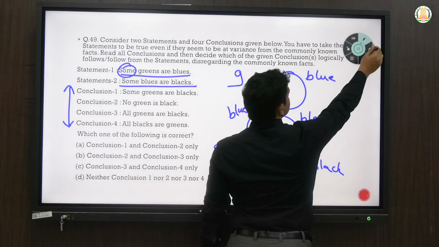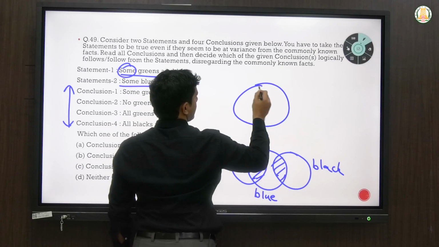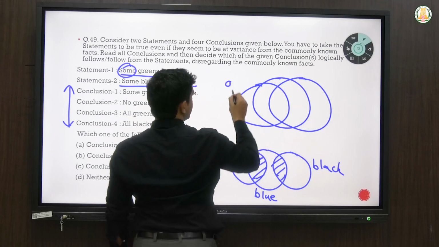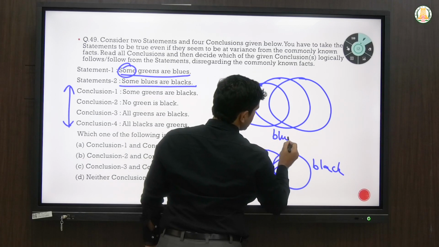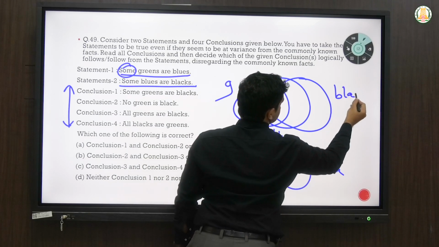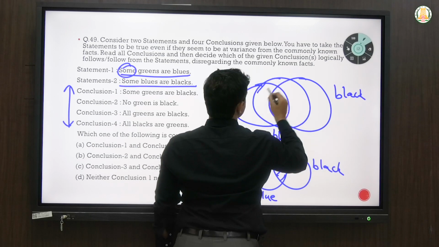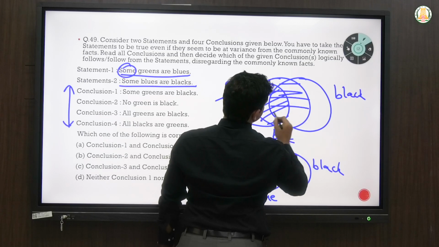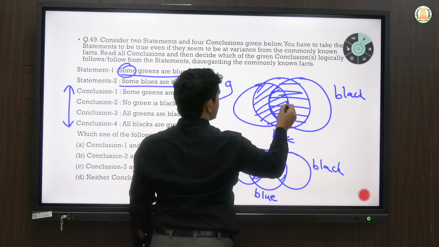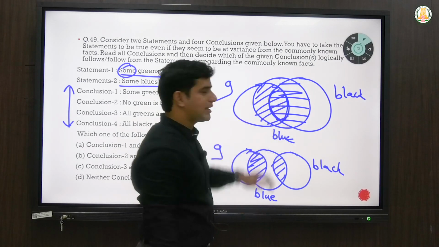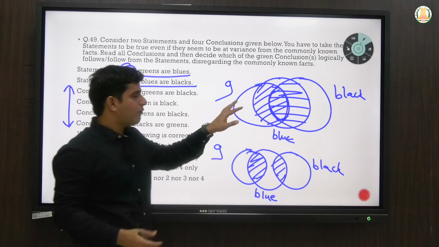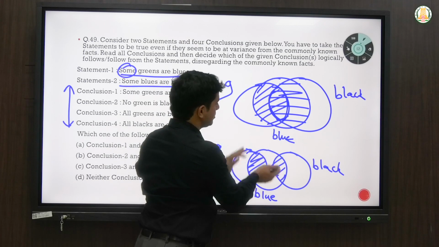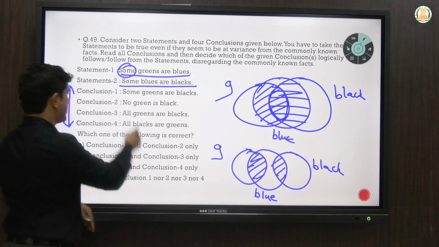The other form can be, I'll just show you. This is green, this is blue, and this is black. Okay. This is the intersection here, and this is the intersection here. So there might be some area which is common to all 3 of them. That is a possibility. Last time one of the girls asked a doubt about another scenario. So this particular diagram is one possibility, and this is another possibility. They can be merged also. So let's see the conclusions over there.